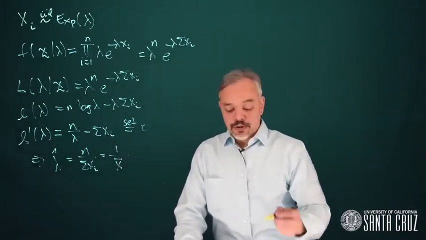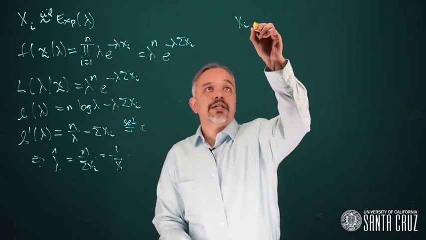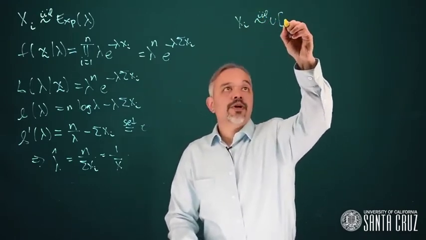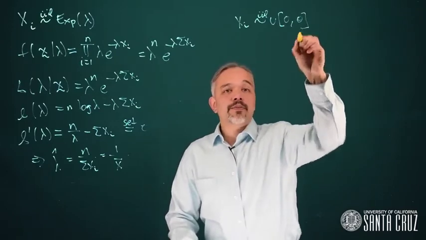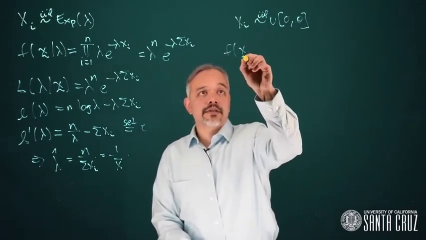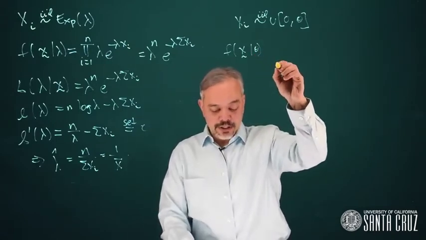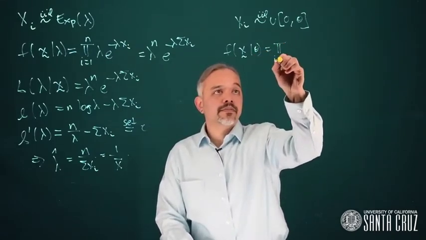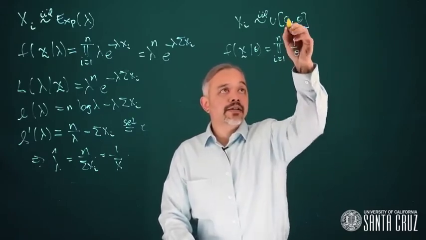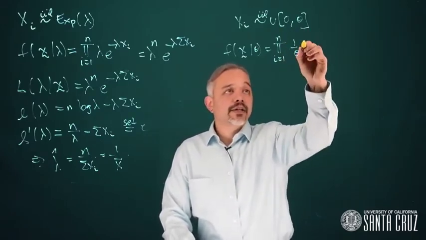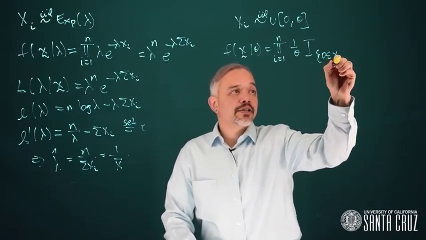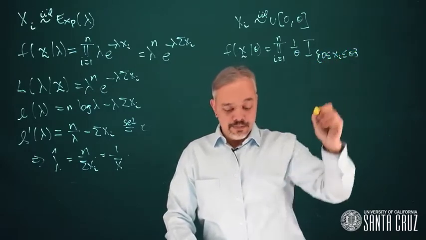Another example would be a uniform distribution. Suppose the x sub i's are IID from a uniform distribution where we know it starts at 0, but the upper endpoint theta is unknown. In this case, our density function is the product from i goes from 1 to n of 1 over theta, the density, times an indicator function that all of the observations are between 0 and theta.